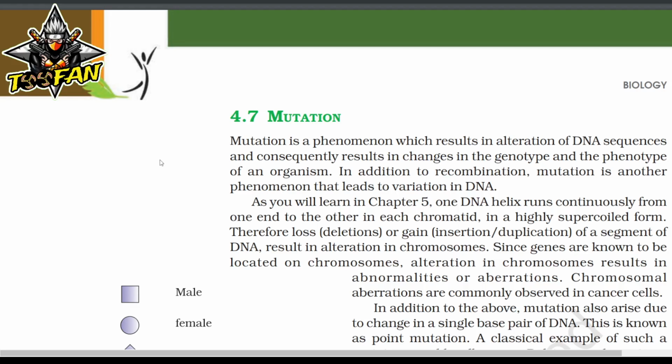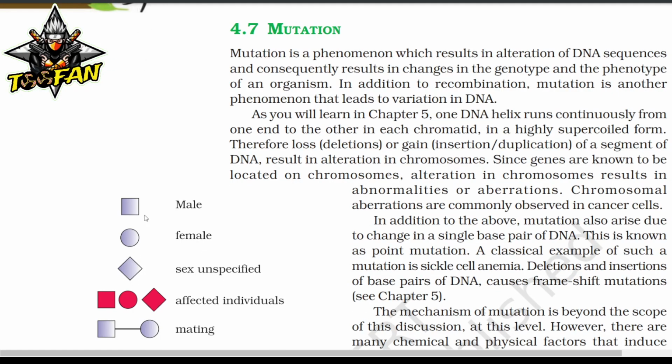Since genes are known to be located on chromosomes, alteration in chromosomes results in abnormalities or aberrations. Chromosomal aberrations are commonly observed in cancer cells. In addition to the above, mutation also arises due to the change in a single base pair of DNA. This is also called point mutation. A classical example of such mutation is sickle cell anemia.